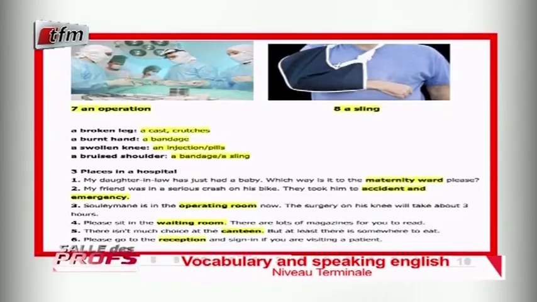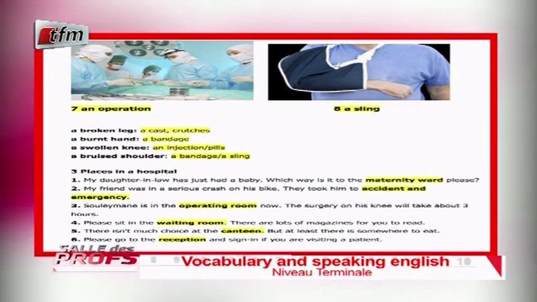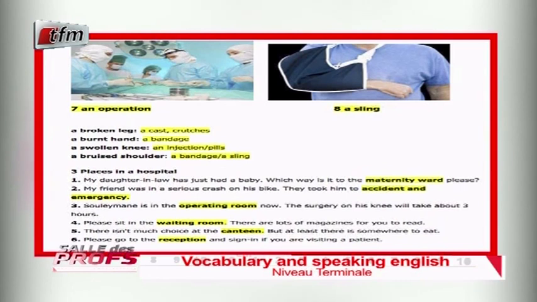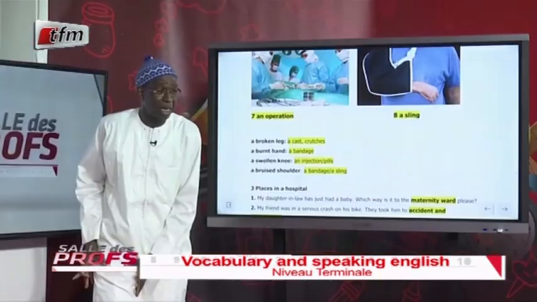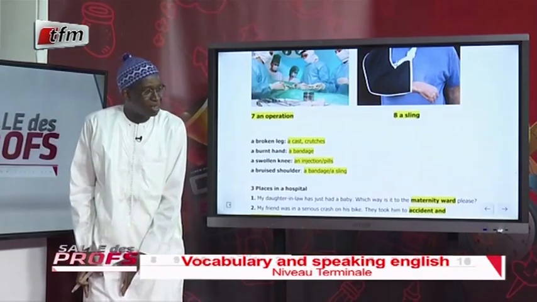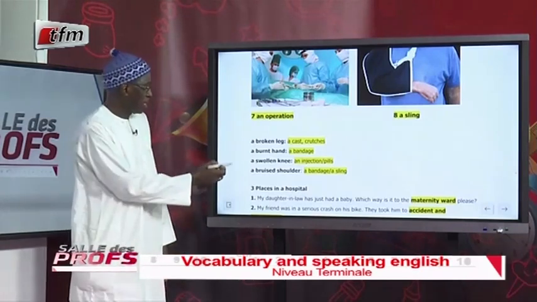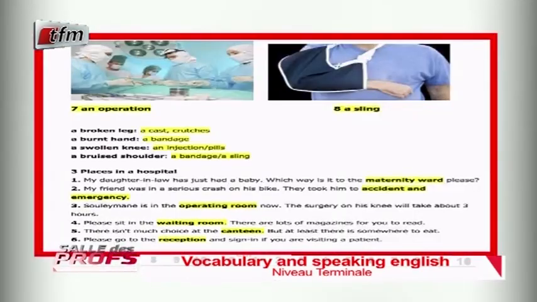For a broken leg, you need a cast or crutches. Yeah? Broken leg, broken arm, maybe. Maybe for a broken leg, you need the crutches. But if you have a broken arm, you need a cast. But also you need a cast for your broken leg, because it has to be immobilized for a certain period. For a burnt hand, you just need a bandage.